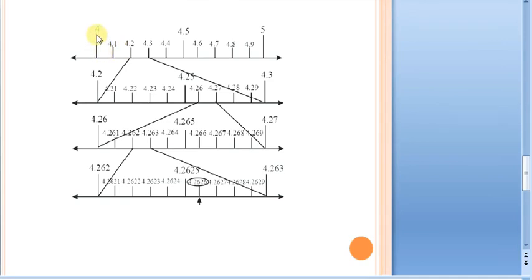See this, I have taken 4 and 5. Our number is 4.2626, right? So we have to locate this one. 4.2, 4.3, zoom it. So 4.2, 4.21, 4.22, 4.23, 4.24, 4.25, 4.26. It has crossed 4.26, and the next number is going to be 4.27. In between these two it will lie. So 4.26 at one end, 4.27 at the other end. Then 4.261 will be there, 4.262, 4.263, 4.264, 4.265, like this we will be writing.